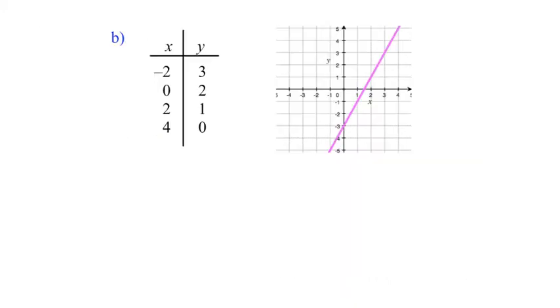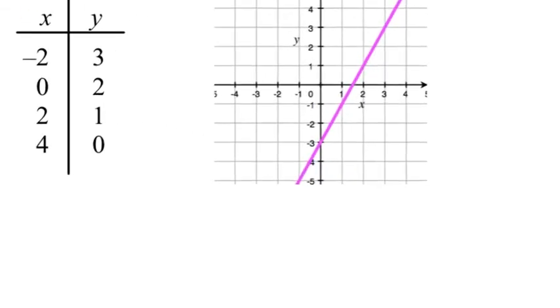Okay, so let's say that we have a situation where we have a table of values and a graph. And again, we're looking for the crossing point. Where would the table of values, if I were to graph the table of values, cross the line? So we can actually plot the points. Again, I'm just going to zoom in a little bit here so we can maybe see it a bit better.